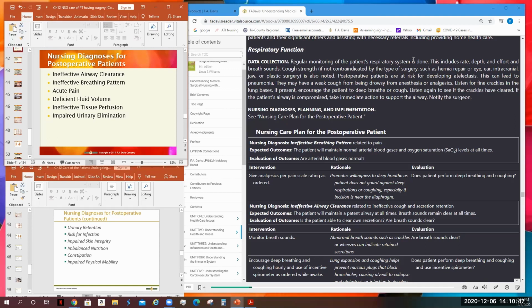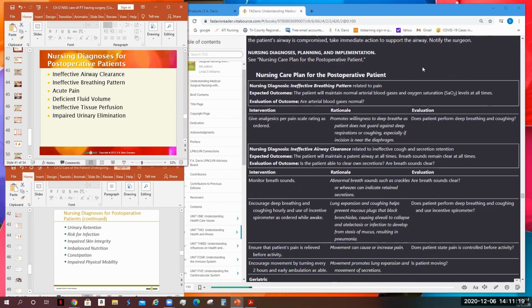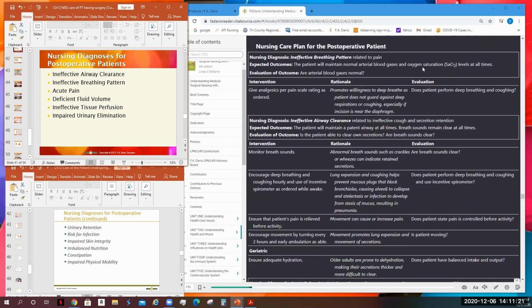They may have a weak cough from being drowsy from anesthesia or analgesics. Listen for fine crackles in the lung bases. If present, encourage the patient to deep breathe or cough. Listen again to see if the crackles have cleared. If the patient's airway is compromised, take immediate action to support the airway. Notify the surgeon.